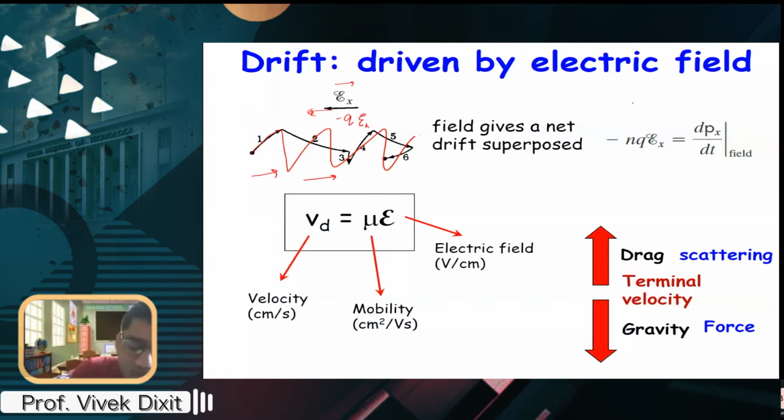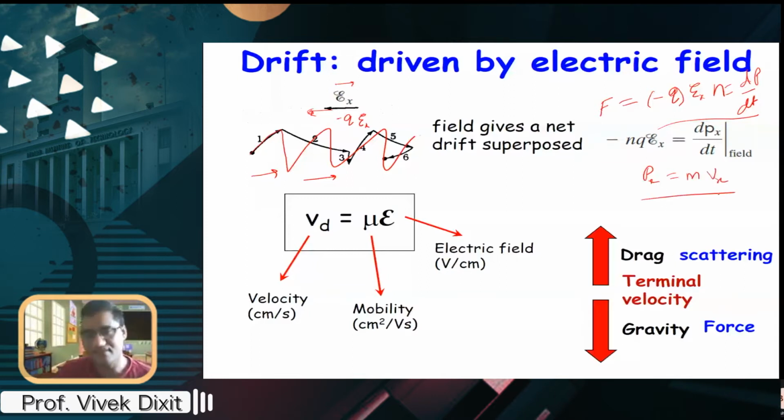So what we can write is, force is equal to minus q times E. Now there are n such electrons, so you can write minus nqE, where minus q is the charge on the electron. The force is basically the rate of change of momentum, so it becomes dp by dt. Due to this force, the momentum will keep on increasing. For the x direction, because here we are assuming the field is in the x direction, px you can write as m times vx. That means velocity will keep on increasing.